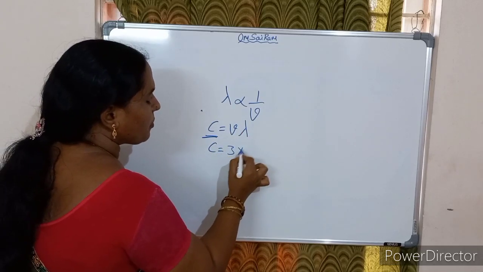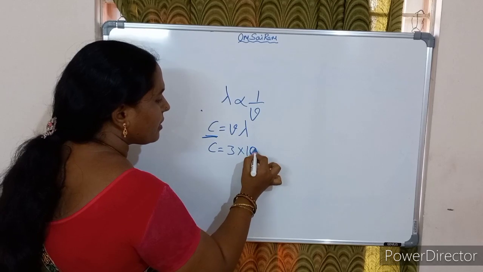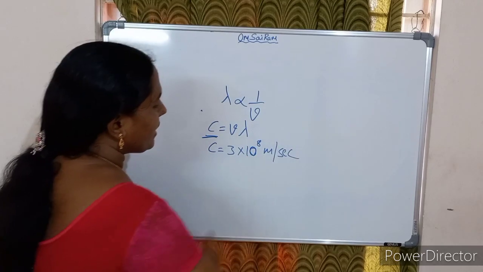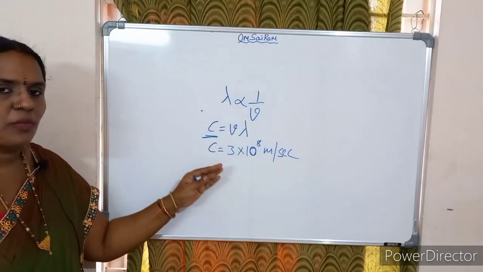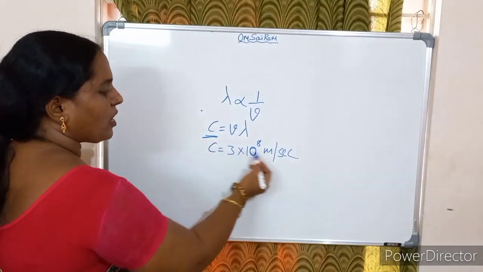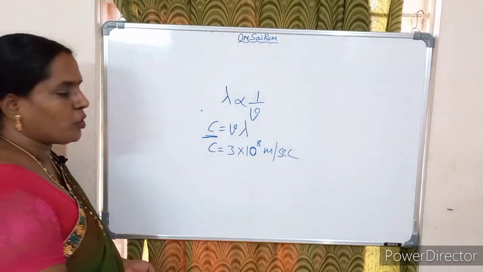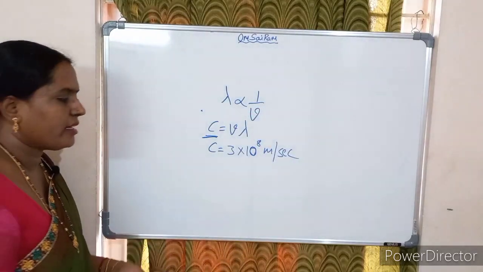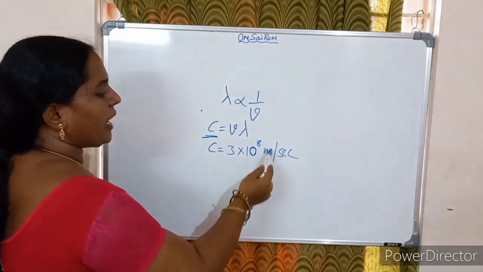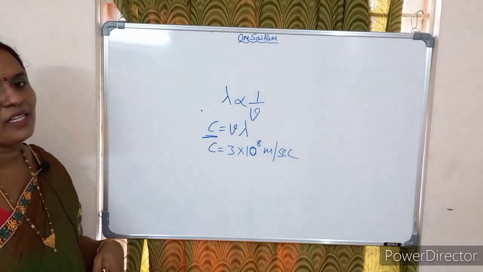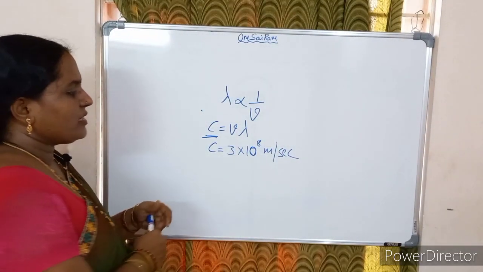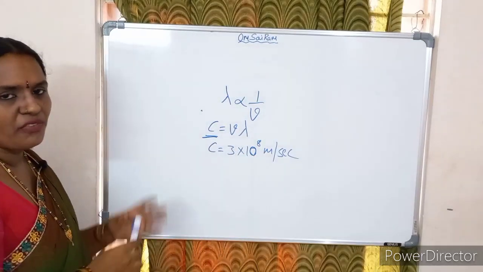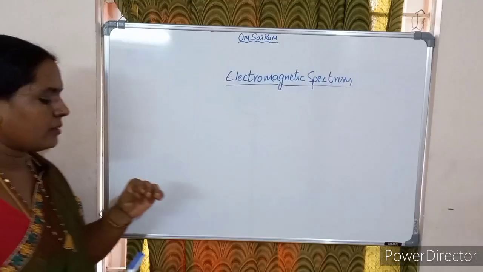3 into 10 to the power of 8 meters per second. It is the velocity of the electromagnetic wave. It is the velocity of light in vacuum, 3 into 10 to the power of 8 meters per second. A light ray can travel 3 into 10 to the power of 8 meters per second in vacuum. So, this is the relation between the wavelength and the frequency of an electromagnetic wave.